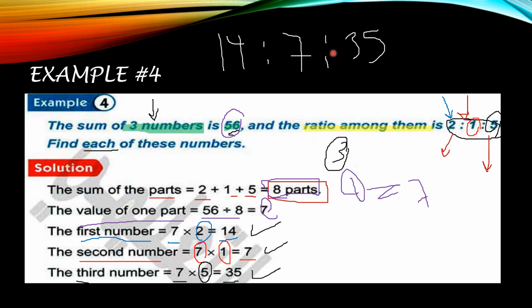Also, if we add these 3 terms, if we add 14 to 7 and add 7 to 35, it should equal 56 at the end. This is how I check my answer and know that my answer is absolutely correct.